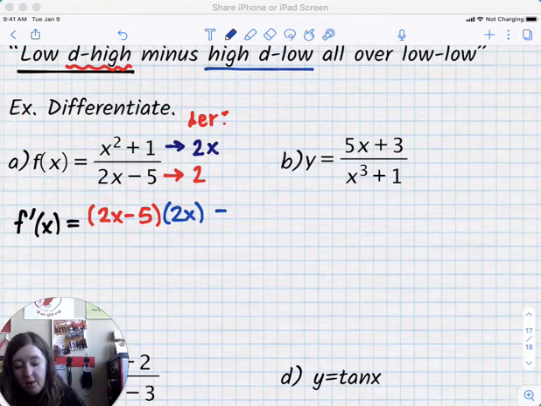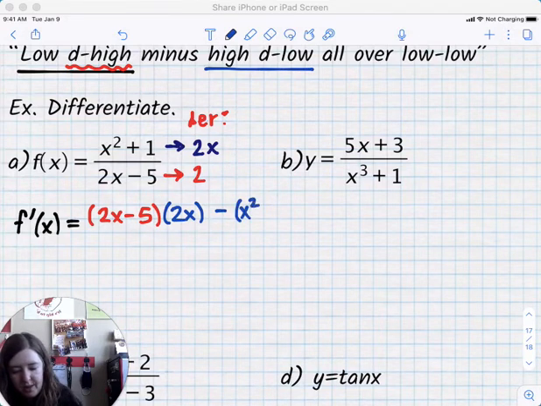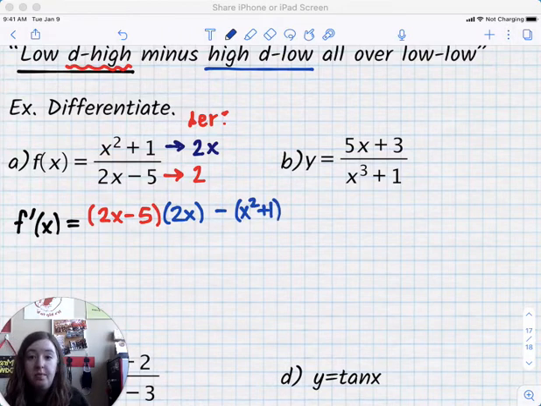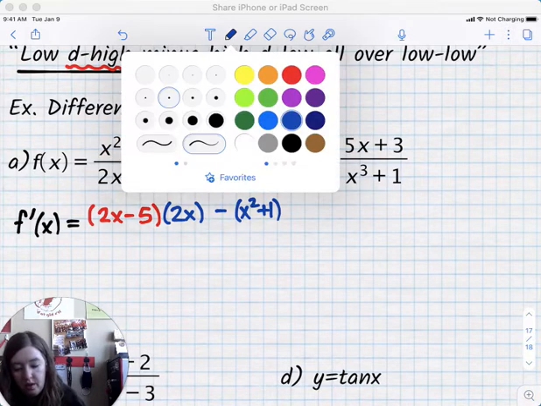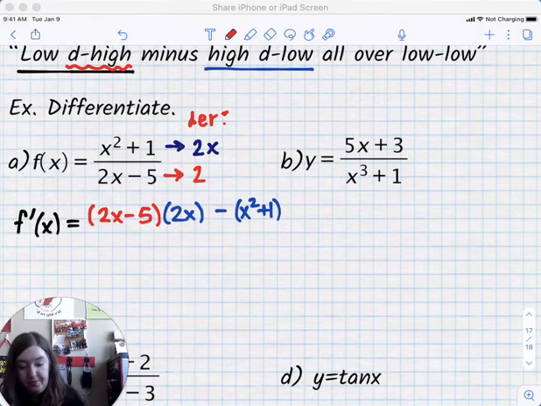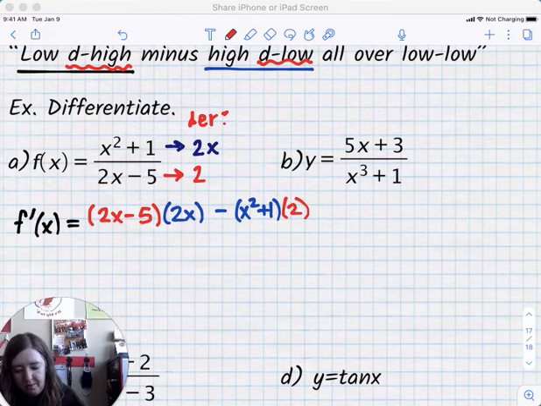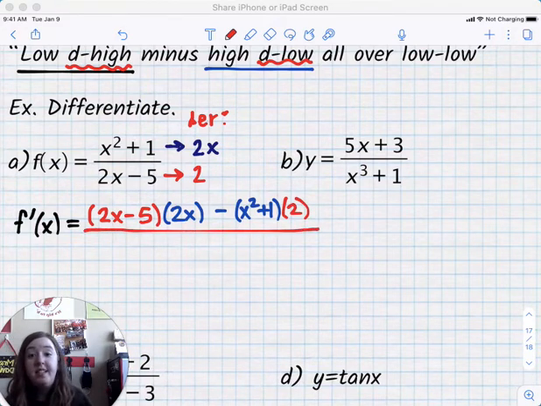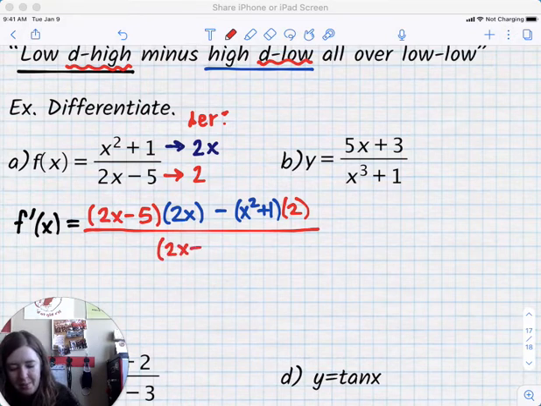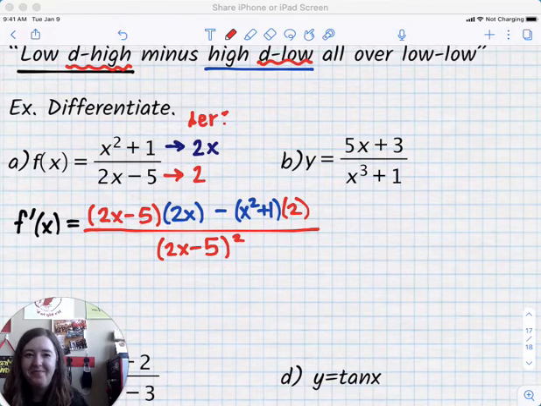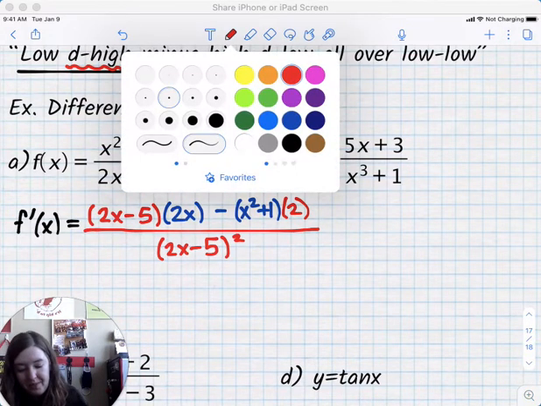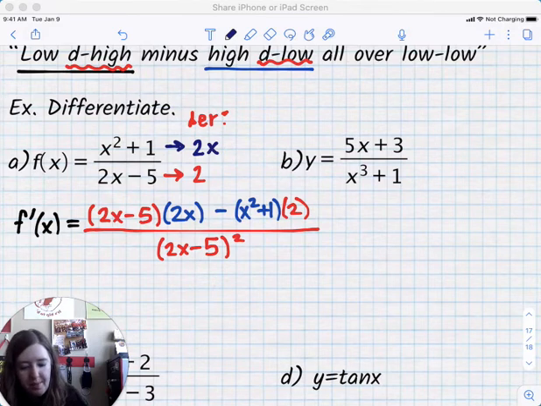High d low. High is before we take the derivative, so that's still going to be x squared plus 1, times low, or d low. Derivative of the low, we decided that was 2. And then that's going to go all over low low, so that means my bottom squared. Boom, all done.